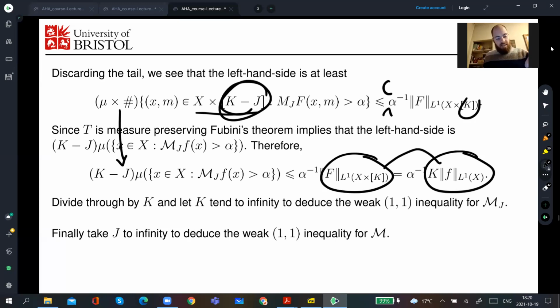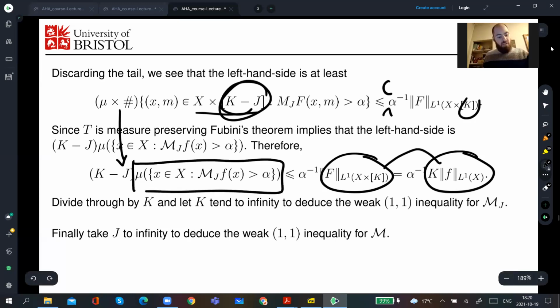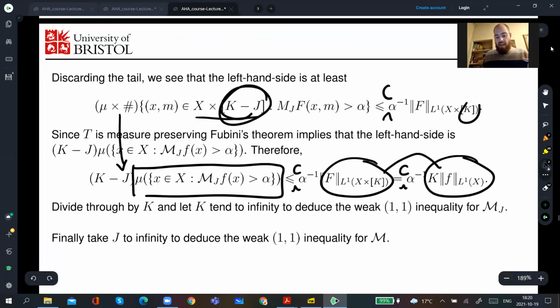Now to deduce that this level set is bounded, all you do is you move the k minus j over, you take k to infinity, and that gives you the weak type 1-1 inequality for the ergodic maximal function, assuming, again, the weak 1-1 inequality for the discrete version. And again, that bound didn't depend at all on j. It's just a constant times alpha inverse. So you can just take j to infinity in order to conclude it. The reason we can't let j go to infinity in the first part is we really have to consider finite parts of these orbits, but an arbitrarily large part of it.